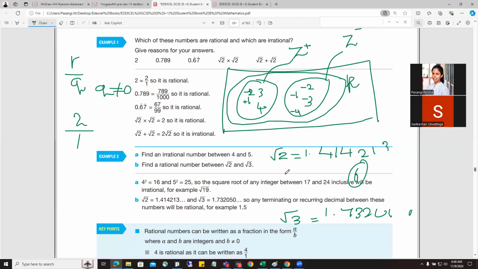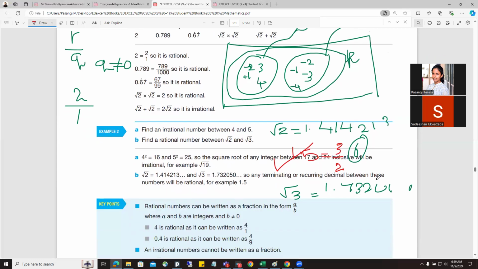Then what we have to do? We should find a rational number. Rational number means that number should be able to be written as a fraction, right? It can be either a decimal number or a fraction or a whole number in between these two. So if it's 1.4 and 1.7, we can have that number as 1.5. 1.5 is actually 3 over 2, so 1.5 can be written as a fraction. Also 1.5 is in between 1.4 and 1.7. So the answer would be 1.5. We can have more as well, 1.6 also. That's fine. This is just a single example.